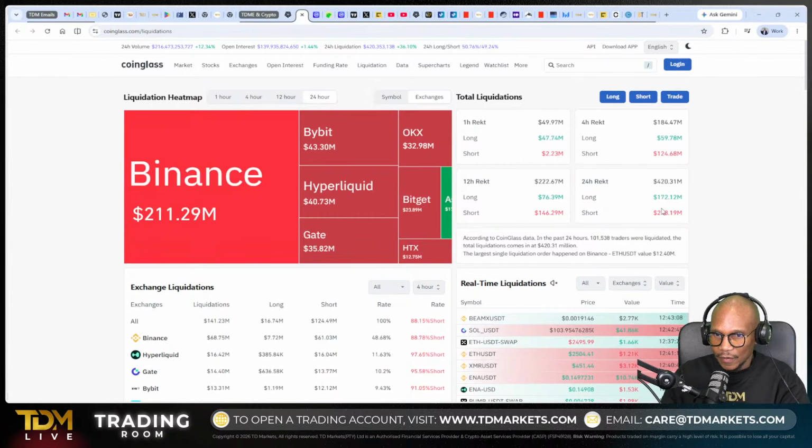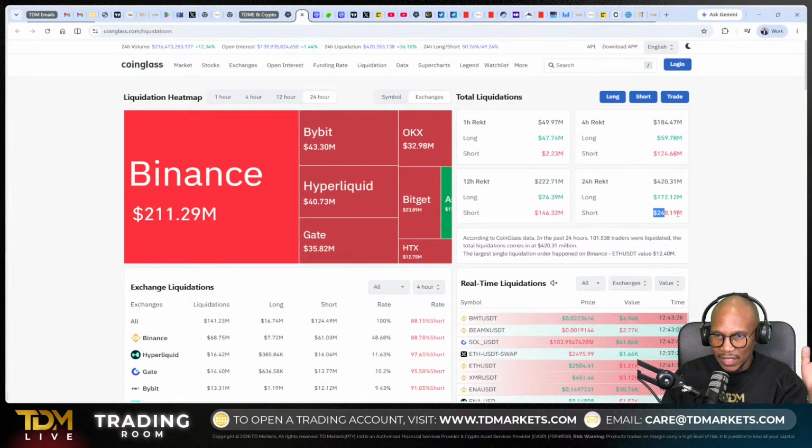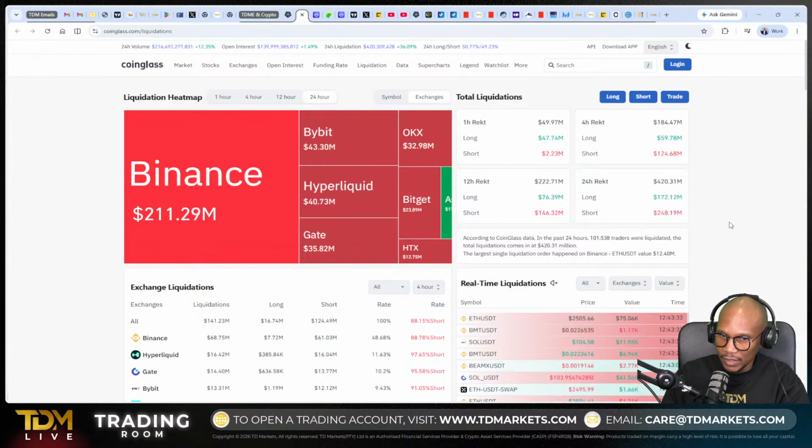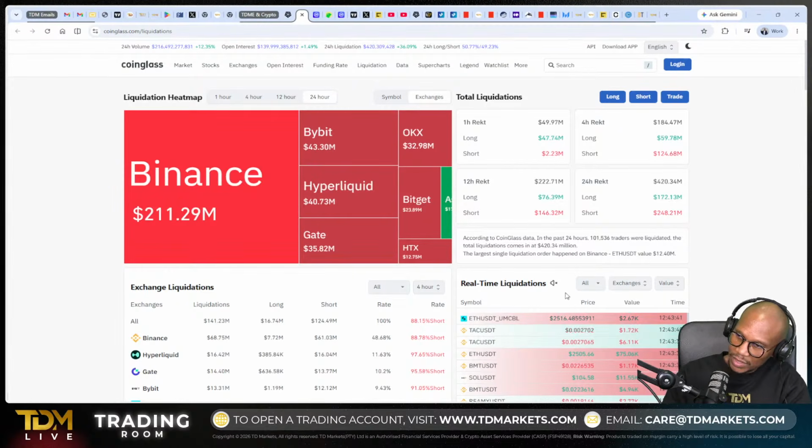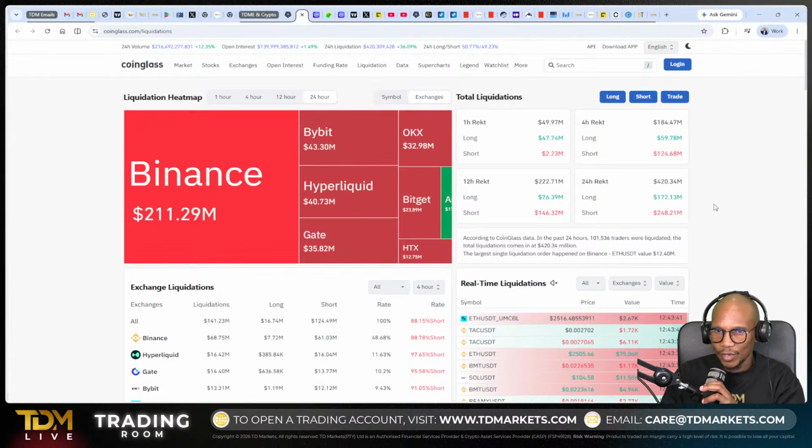And for the past couple of days, for the past couple of weeks now, there's been a lot of short positions that are liquidated. Hence, we're seeing Bitcoin rallying up, or has rallied up. Yeah, very interesting. You see, crypto is so interesting.